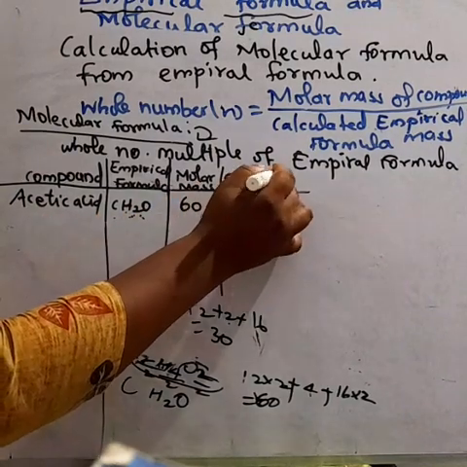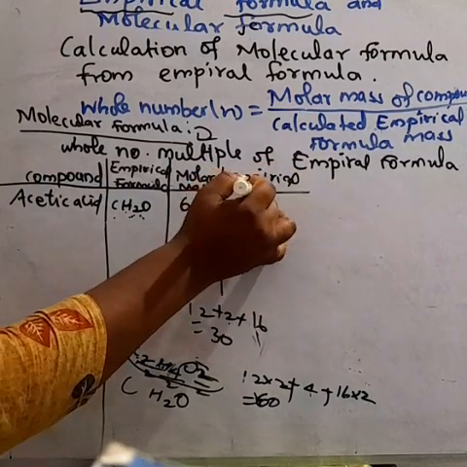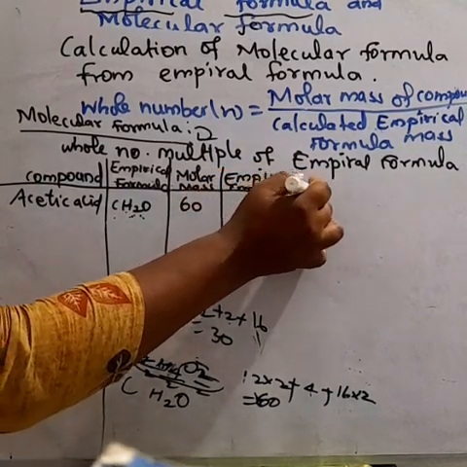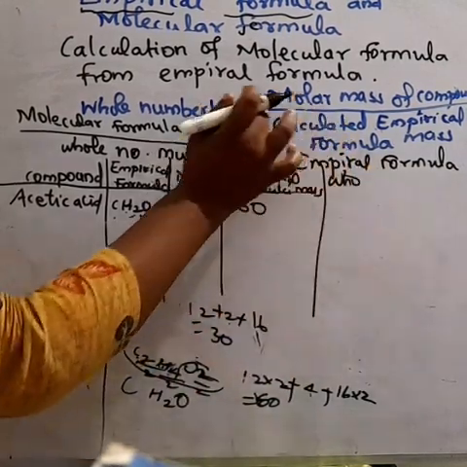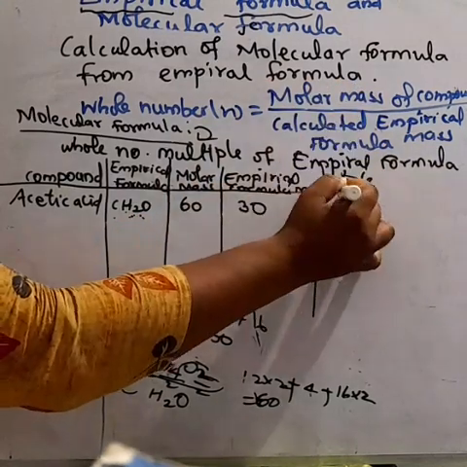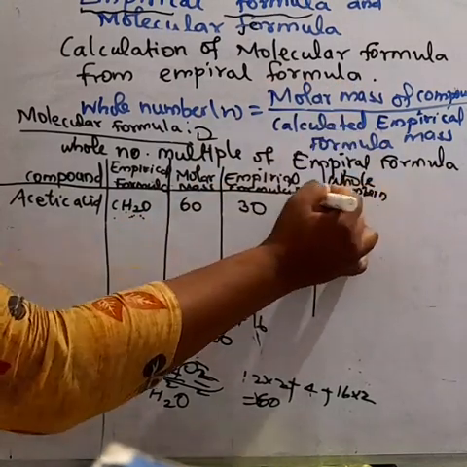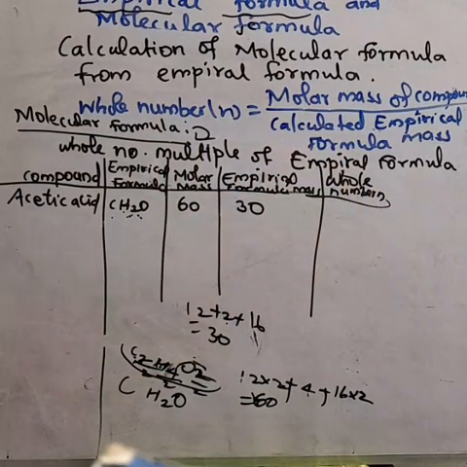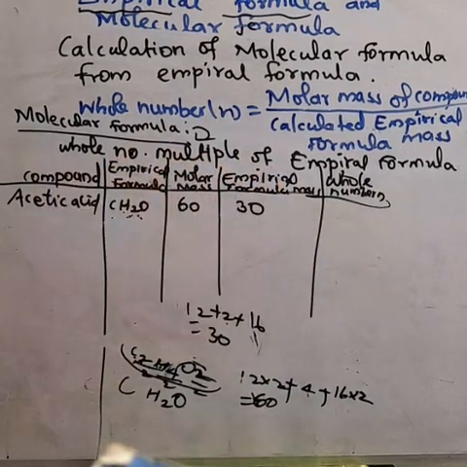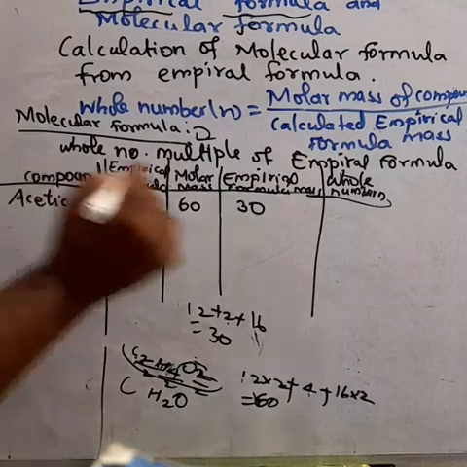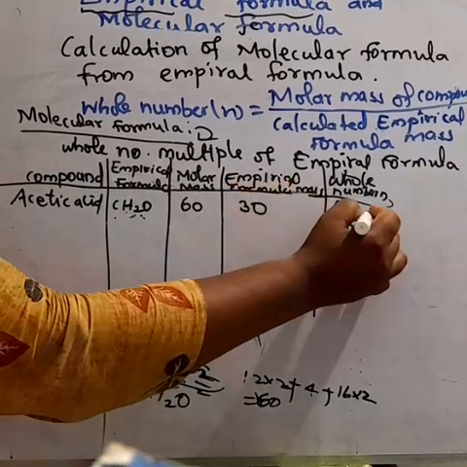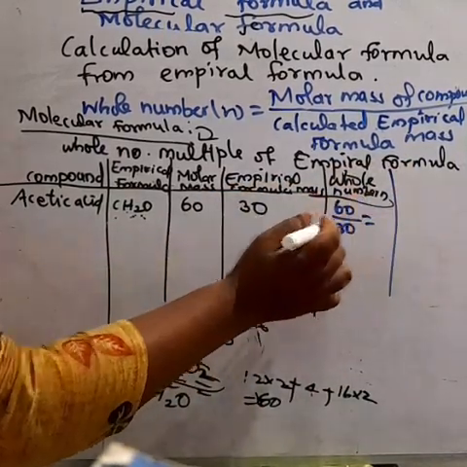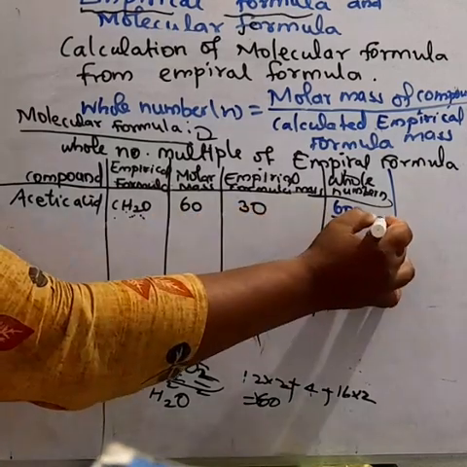How do we get the whole number n? What is the formula to calculate the whole number? The whole number is equal to the molar mass of the compound divided by the calculated empirical formula mass. When we divide these two, we get the whole number. So molar mass 60 divided by empirical formula mass 30, we get 2. So how do we get the molecular formula?